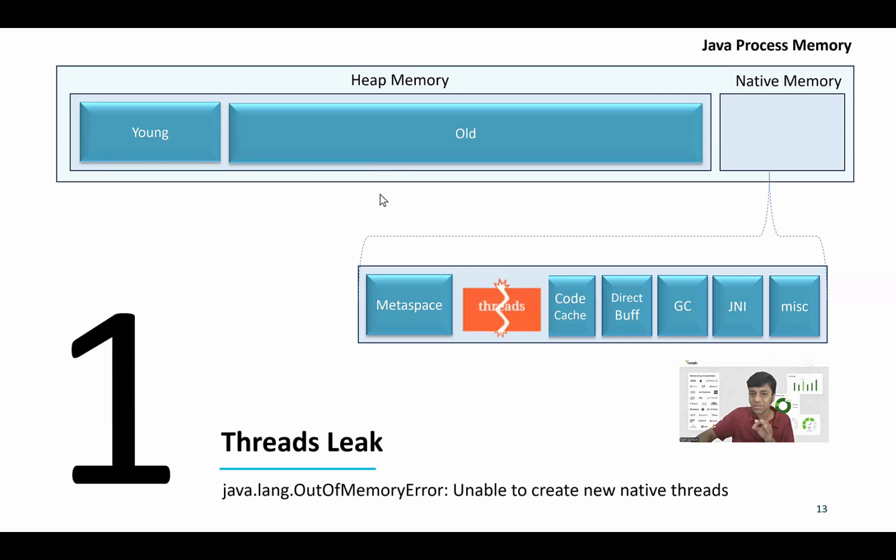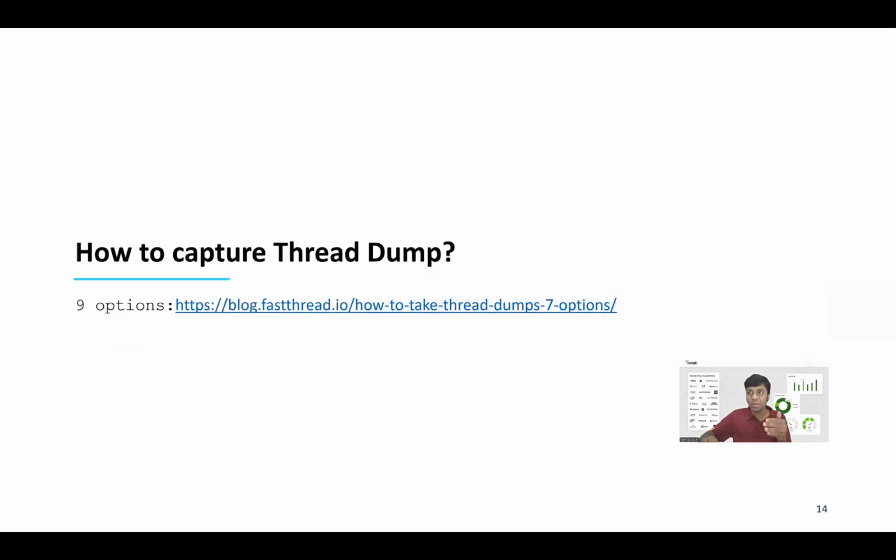But thread leaks means you want to take a thread dump from the application. The thread dump tells how many threads are there in the application, what the threads are, and what stack trace they are executing. It's going to contain all this information. So you want to capture a thread dump when you confront out of memory error, unable to create new native threads. How to take a thread dump? Friends, there are 9 different options to take a thread dump. Here's a blog post which walks you through it.